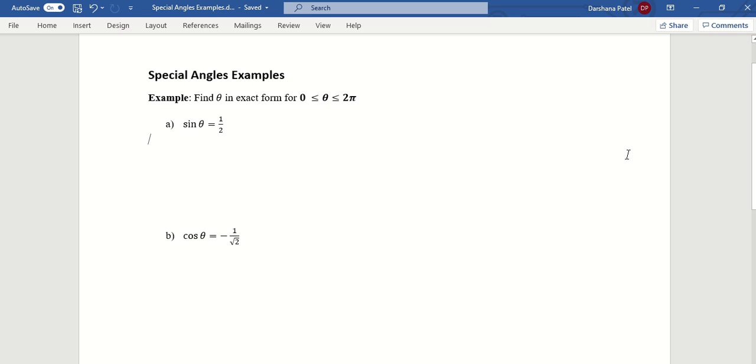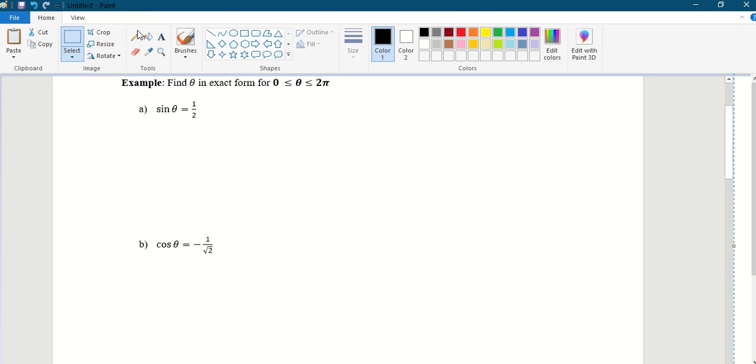It says find theta in exact form, where theta is between 0 and 2 pi, such that sine theta equals half. So let's quickly decide which quadrants this happens in. That will be our first step. Sine is positive, so that will be in quadrant 1 and quadrant 2.